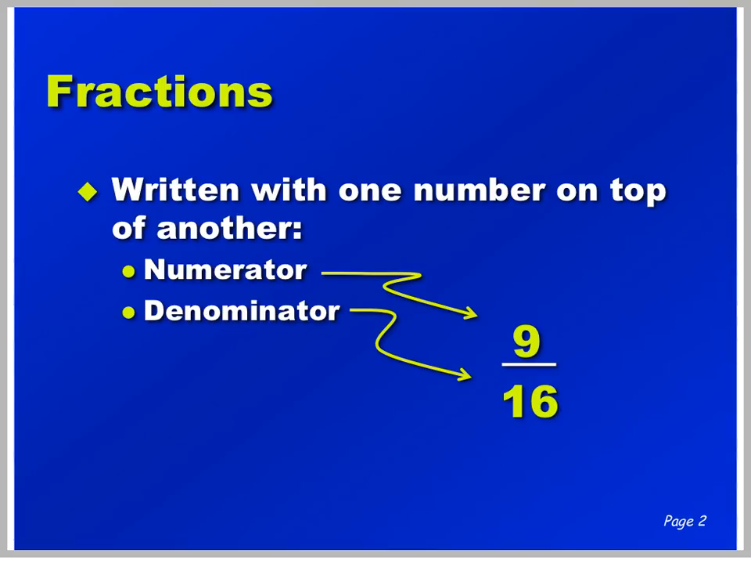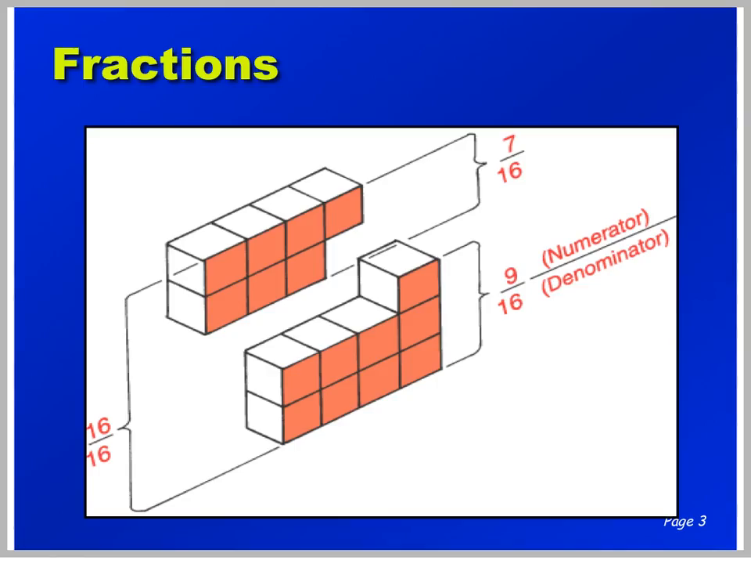Let's start with fractions. They are written with a top and a bottom number, the top number being the numerator and the bottom number being the denominator. Fractions represent a portion of a whole number, as seen here in 7/16 and 9/16. Add the 7 and the 9 together, and you have 16/16, which is equal to 1.